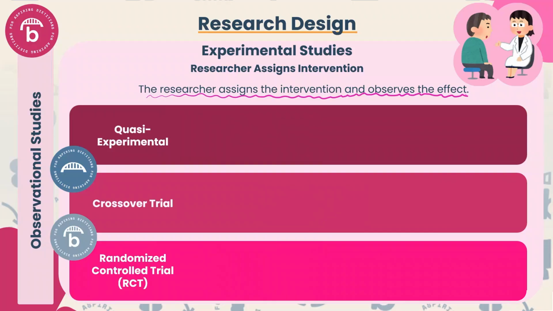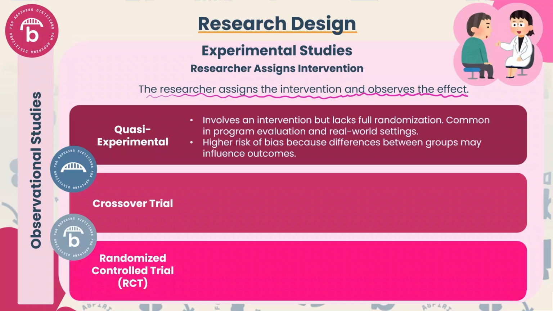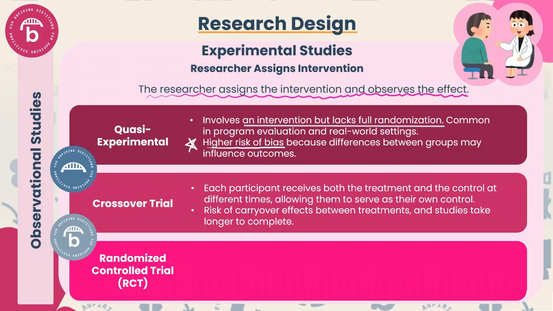Let's begin with a quasi-experimental design. They bridge the gap between observational and experimental studies because they have an intervention, but they don't have full randomization. For example, participants might choose which group they want to be in, or they might be assigned based on convenience, like which clinic they attend. That means the groups might differ in important ways even before the intervention starts. Quasi-experiments are more vulnerable to selection bias, but they're often used in public health and clinical settings where full randomization isn't practical or ethical. These studies give us insight into how interventions work in real-world environments.